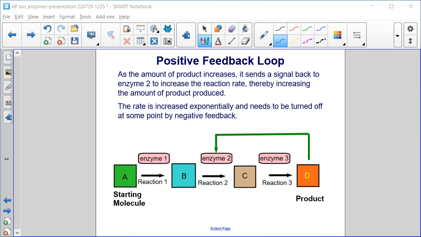Let's take a closer look at a positive feedback loop. As the amount of product increases, it sends a signal back to enzyme 2 to increase the reaction rate, thereby increasing the amount of product produced. The rate is increased exponentially and needs to be turned off at some point by negative feedback.